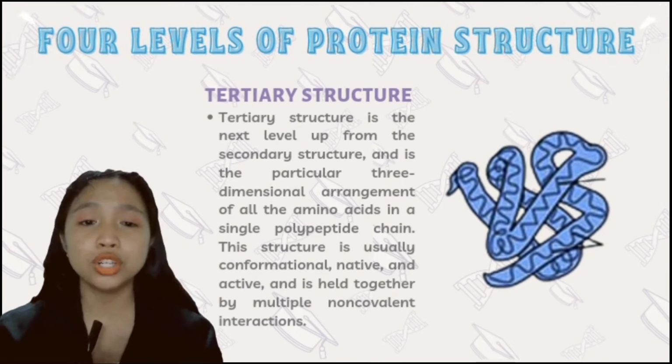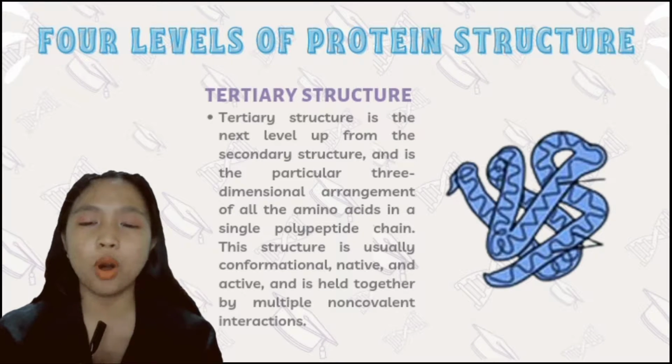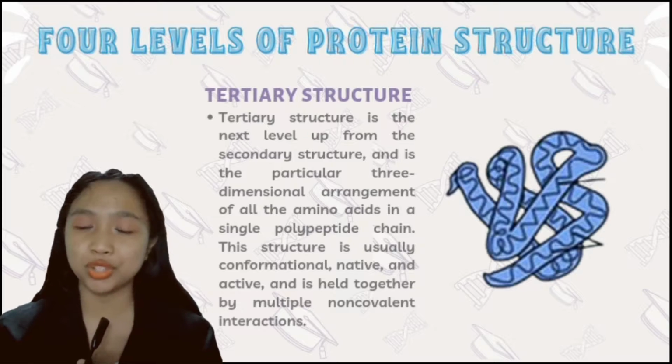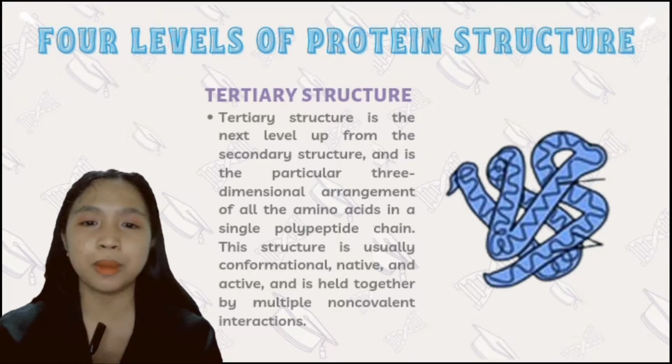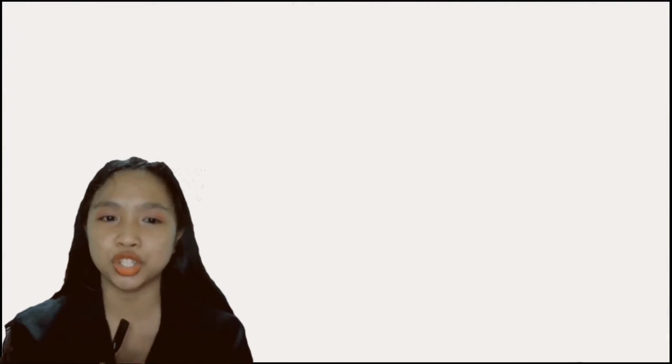Number 3, tertiary structure is the next level up from the secondary structure and is the particular three-dimensional arrangement of all the amino acids in a single polypeptide chain. This structure is usually conformational, native and active, and is held together by multiple non-covalent interactions. Number 4, quaternary structure is the next step up from the tertiary structure, between two or more polypeptide chains, and is the specific spatial arrangement and interactions.